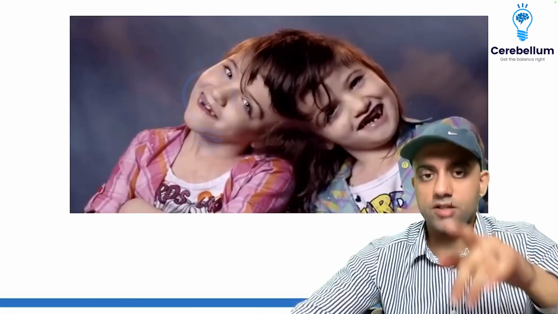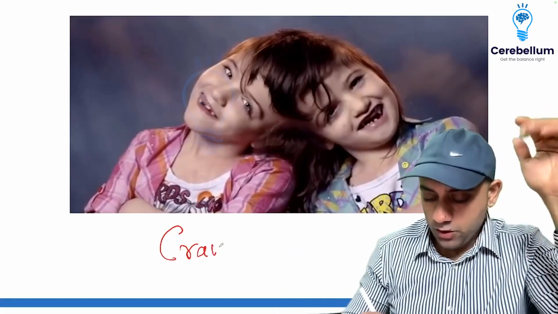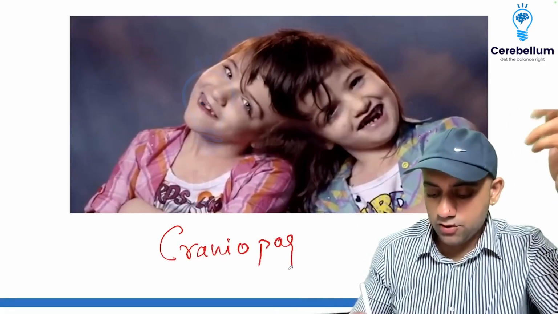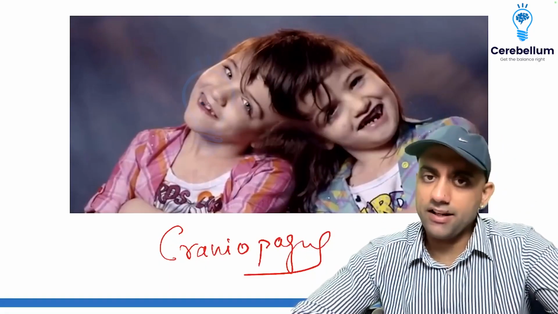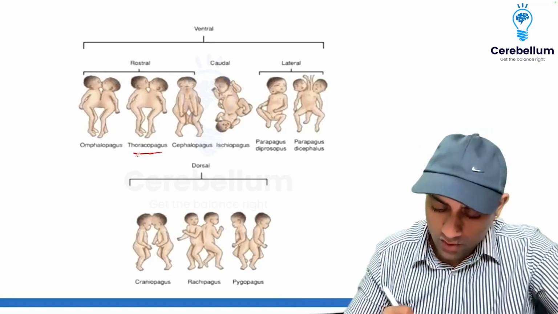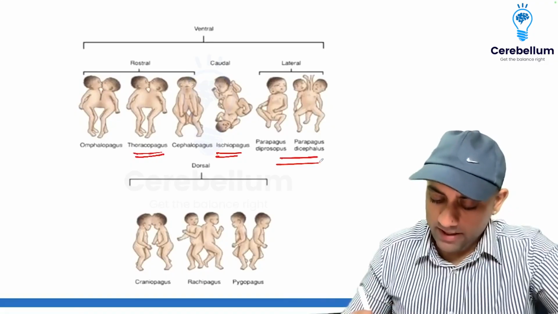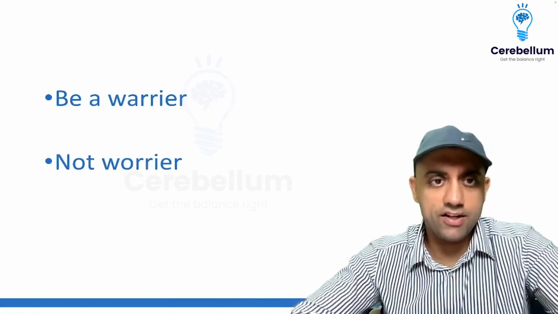This is the AIIMS question. When two craniums are connected, it is craniopagus. When two heads are connected, craniopagus. Two thoraxes connected, thoracopagus. Remember that. There are a lot of pagus: thoracopagus, ischiopagus, parapagus, craniopagus, pyopagus. So craniopagus you should know.